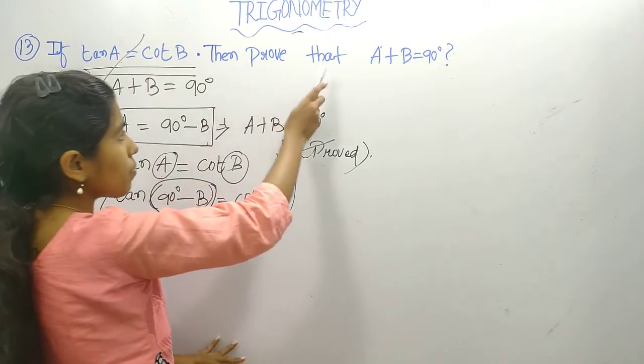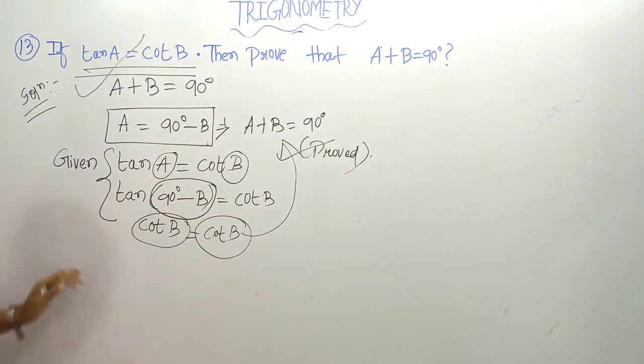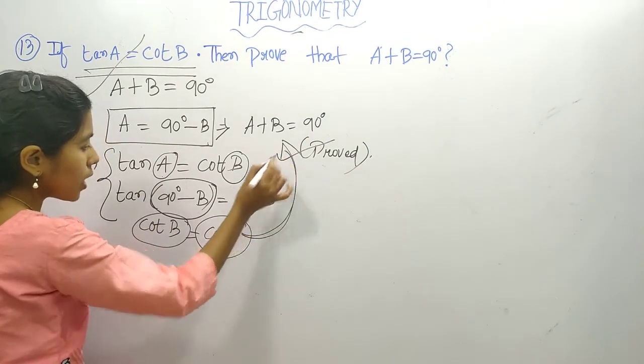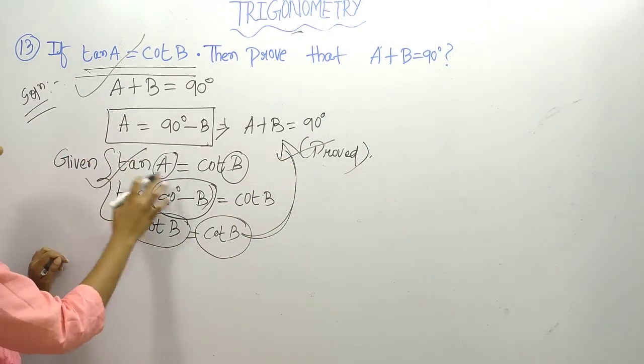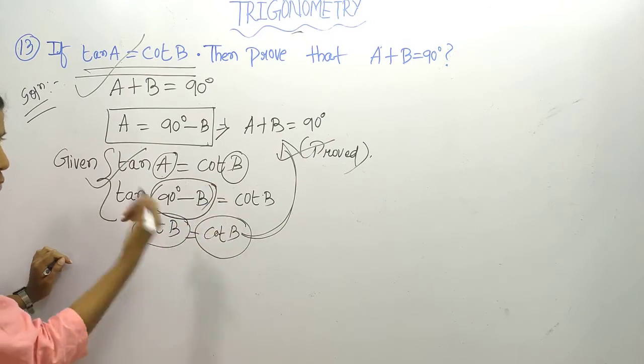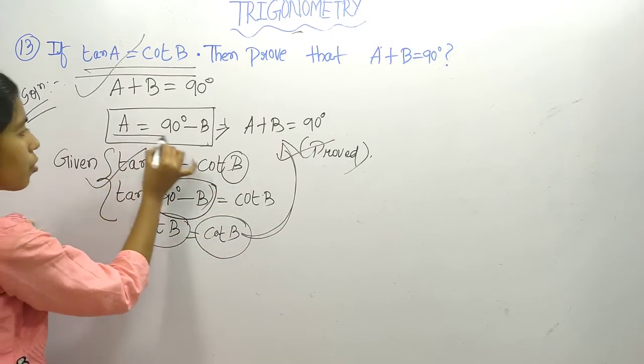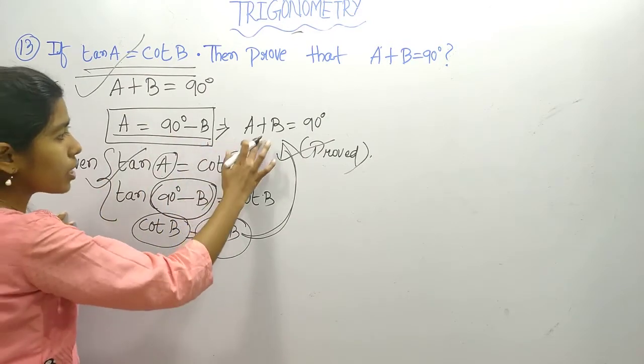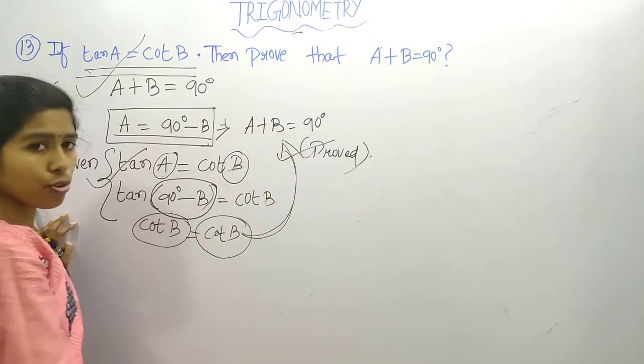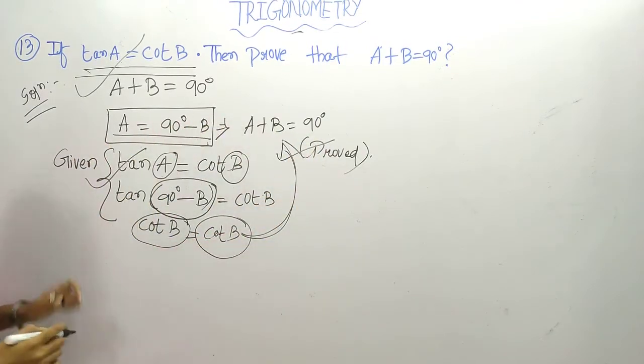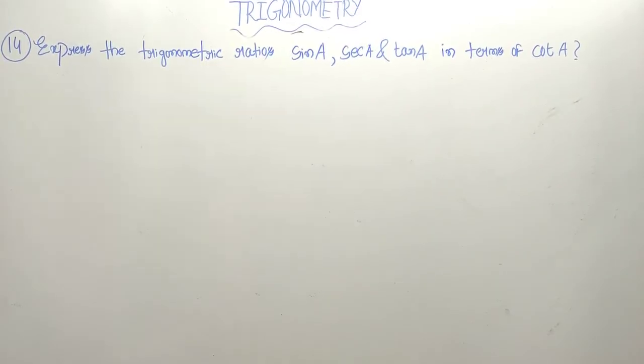Next is given, then prove that A plus B equal to 90. So from this we got that this is right, that tan A equal to cot B we have proved here. So after that, after bringing this value, you can easily write A plus B equals 90 degree from this, proved. So let's move to next.